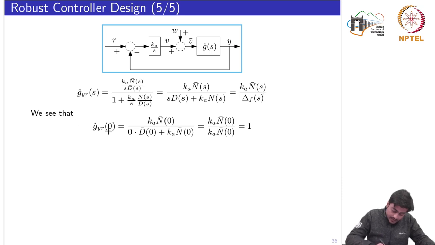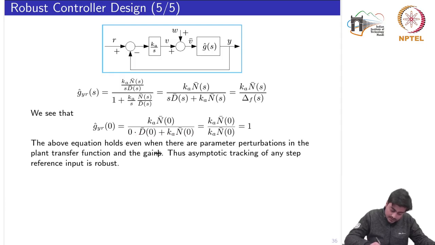Now we see that if I compute the DC gain of this transfer function, I would have ka times n bar 0 divided by delta f, which has already been expressed as s times d bar s plus k times n bar of s. Substituting s equal to 0, this part would go away and we would get g hat yr, the DC gain of this transfer function, equal to 1, which was the objective of the tracking: that the DC gain of the transfer function from r to y should be equal to 1.